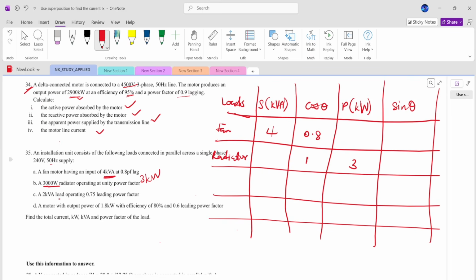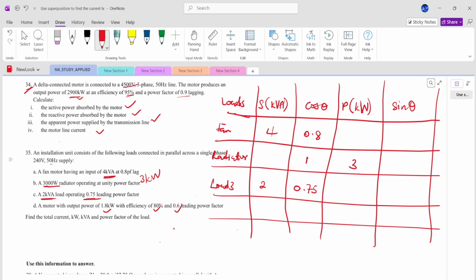The next load has no name, but let's call it load 3. It has 2 kVA, 0.75 power factor leading. So let's write it: 2 kVA, 0.75 power factor leading. Please take note of leading and lagging. I'll come back to it. Then the last one is a motor with output power and efficiency and 0.6 power factor leading.